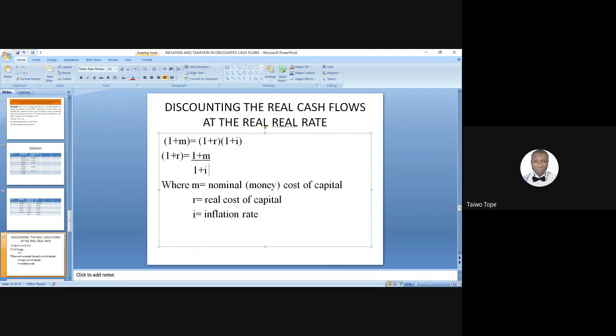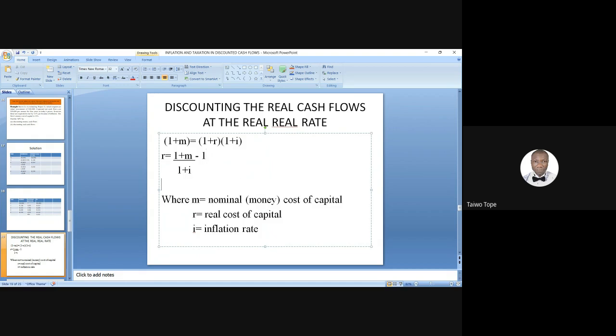To make R the subject of the formula, the one we cross to the other side, it will be minus 1. So you can use this now to solve, to determine the real rate. And for you to determine the real rate based on the question, you have it as what?